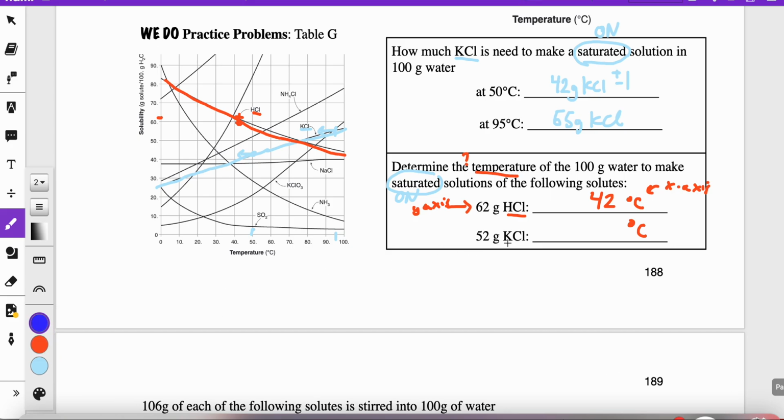Now we are back to the KCl. That is already the curve I highlighted in blue. We are starting off with 52 grams of KCl, so a little bit above the 50 line, and I need to follow that all the way across until I hit the KCl. It looks to me like it's hitting the KCl line just before the 90.